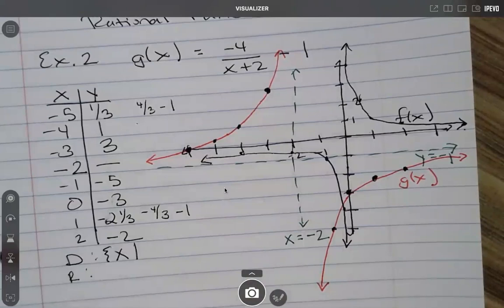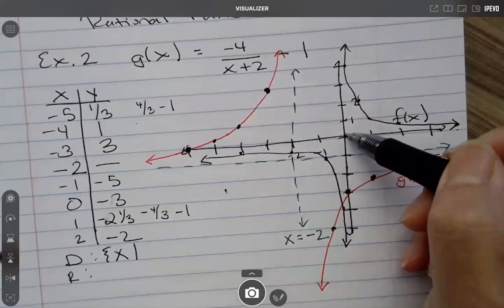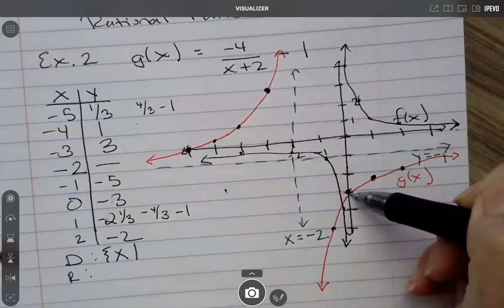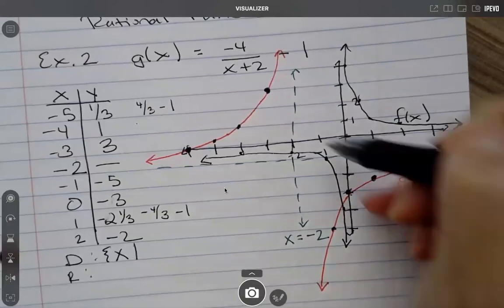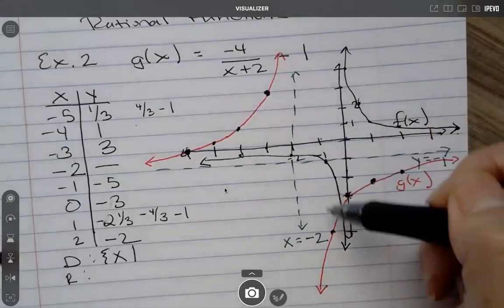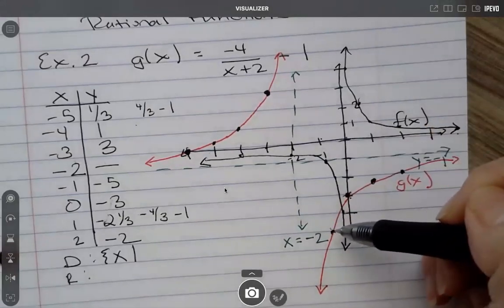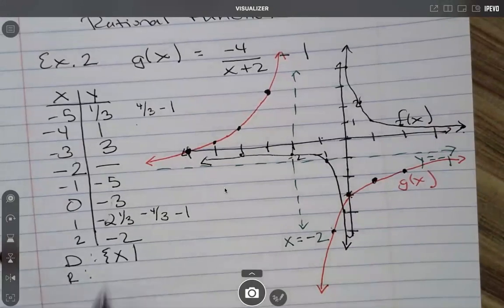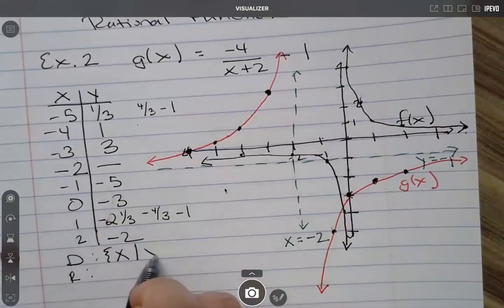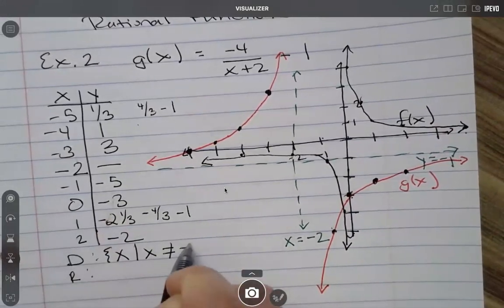All real numbers except zero's right here. Look, I'm standing here at 0. This graph exists. At -1, I'm here. Look, right here's -1. I look down, there's my graph. At -2, so watch how you write this. x does not equal -2.